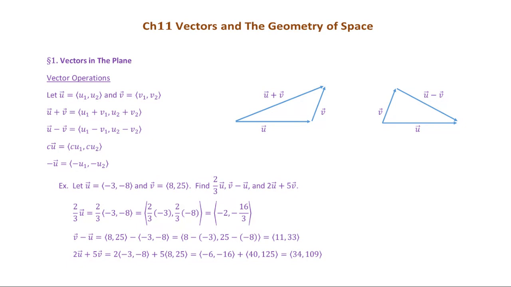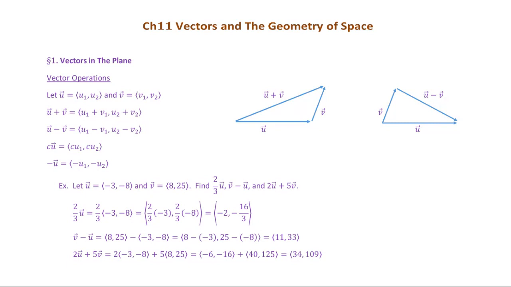In a special case, if you put a negative u, you just negate both components of u, so you get a negative u1, then negative u2 for the components. So this is how you do vector operations by algebra, but you can also do those operations by geometry.